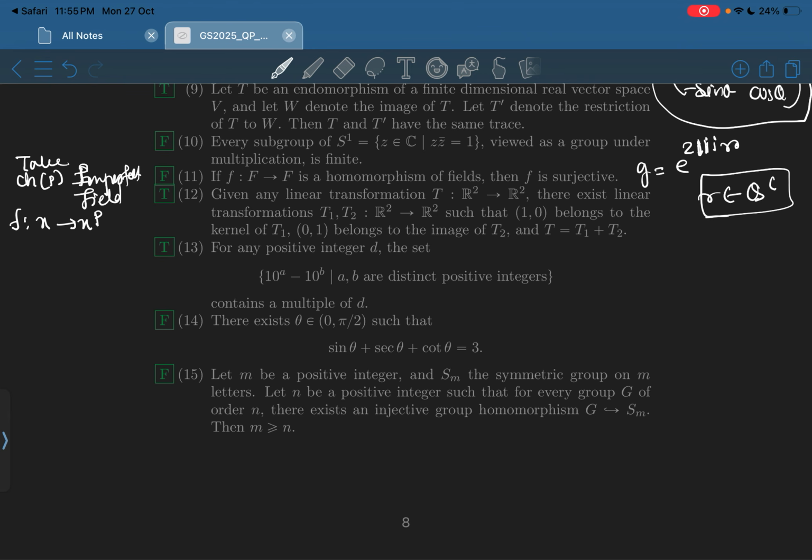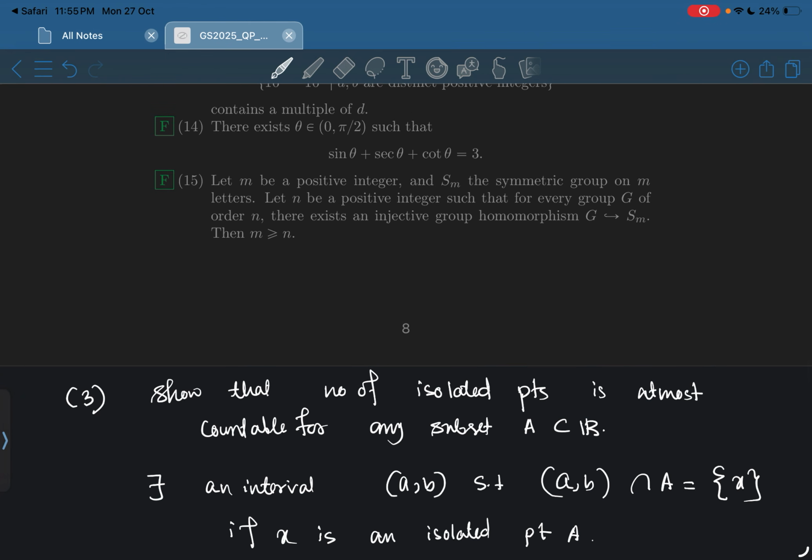You may think that this might be a very difficult thing, but it's not. Why? It is saying that given any linear transformation T from R2 to R2, there exist linear transformations T1 and T2 such that (1, 0) belongs to the kernel of T1 and (0, 1) belongs to the image of T2, such that T equals T1 plus T2. So we want to write T as T1 plus T2, such that T1 satisfies this property and T2 satisfies this property, right?